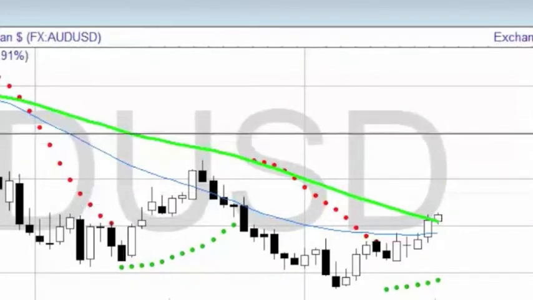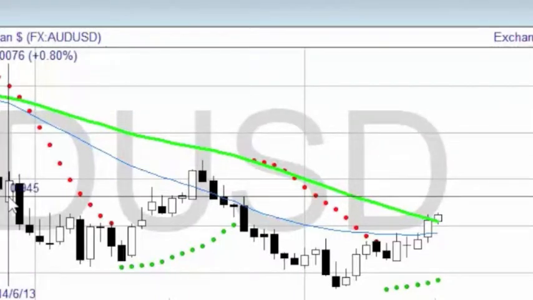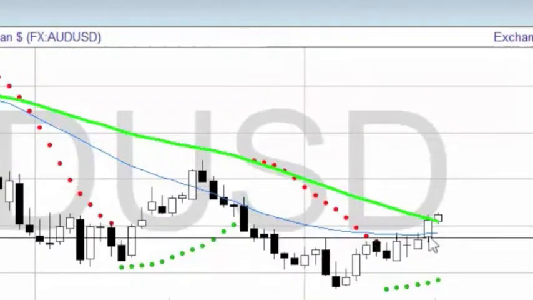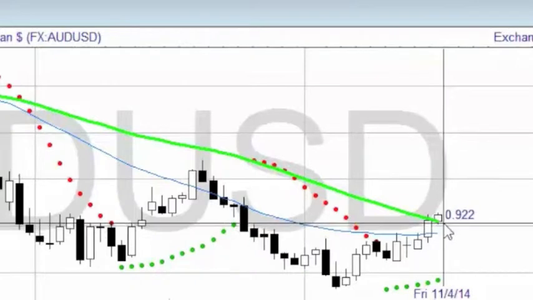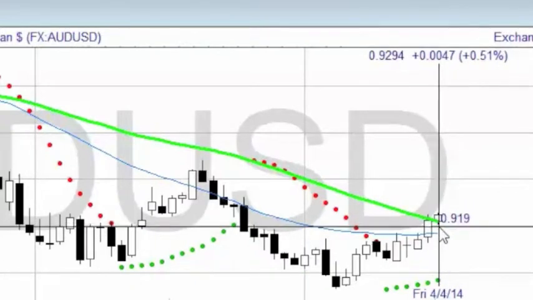The dark candles, the black candles, are candles where the price has dropped, and the white candles are weeks where the price has risen. And you can see the price just recently has been rising, and this week the price went up through the 50 SMA.